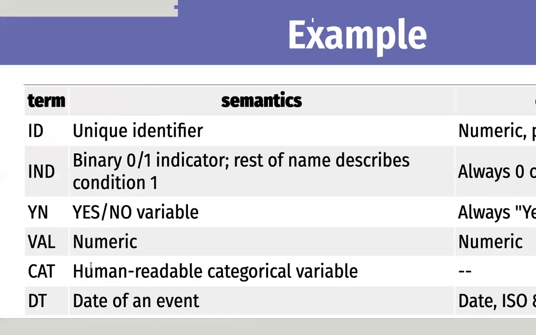And so that's the term, that's the semantics. Then there's a contract behind it: ID will be numeric, it's a primary key; an indicator will always be 0, 1; YN will always be yes or no; a variable that starts with DT will always be a date and it will be in this format, things like that. So you can set up these expectations for your columns based on their names.